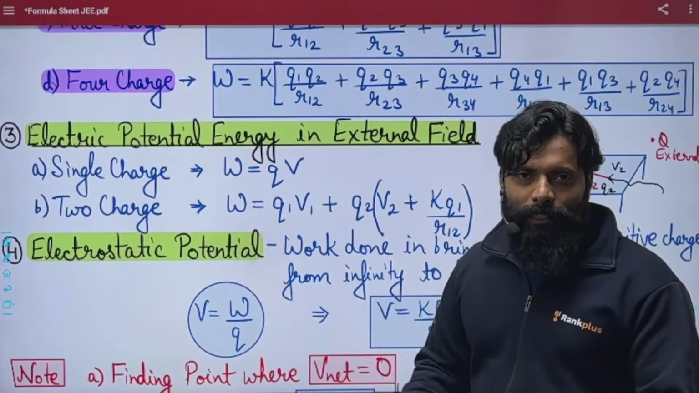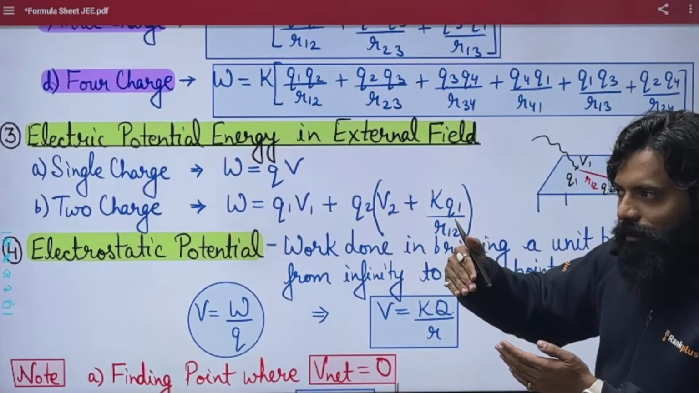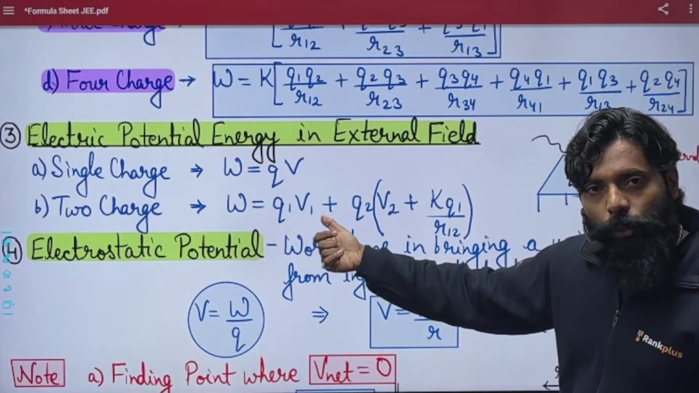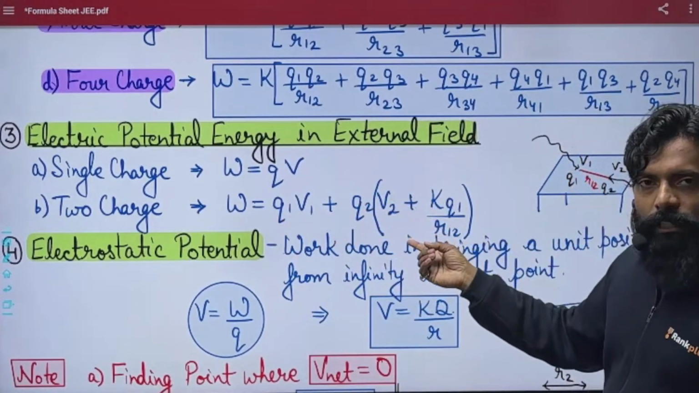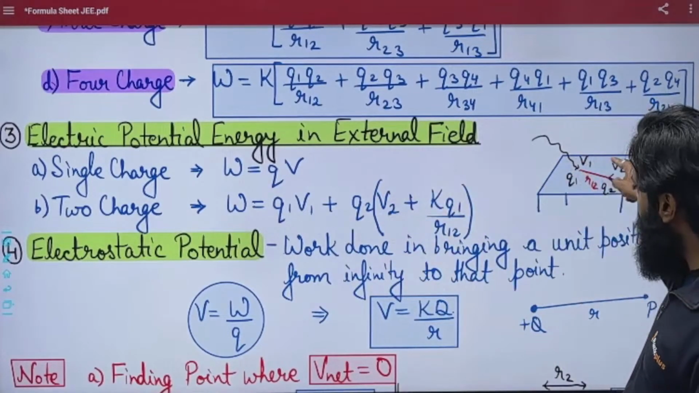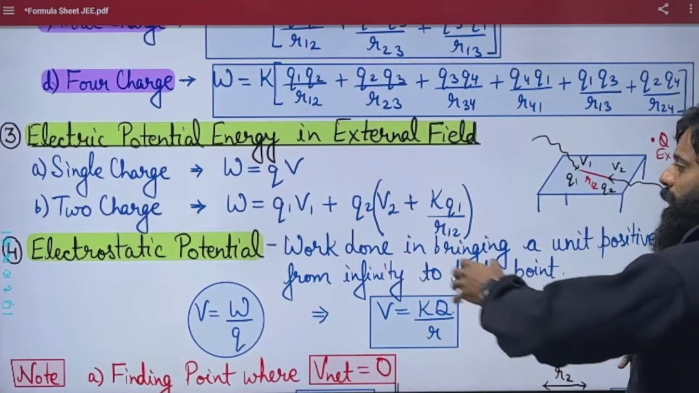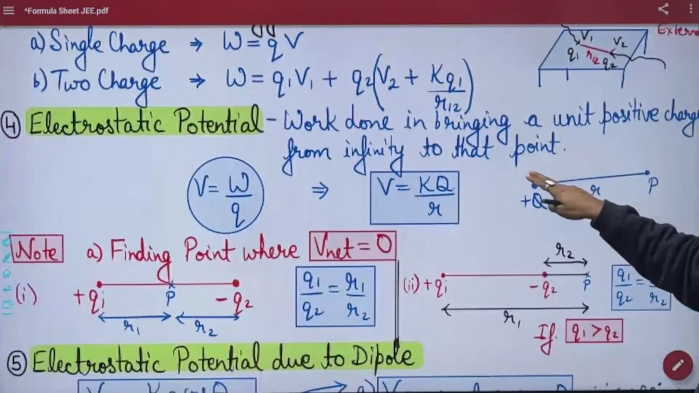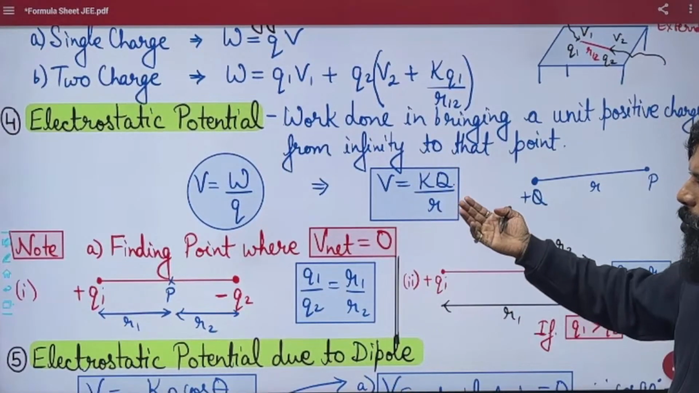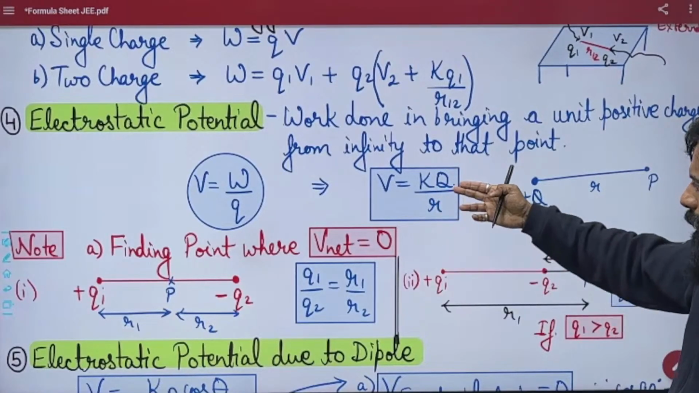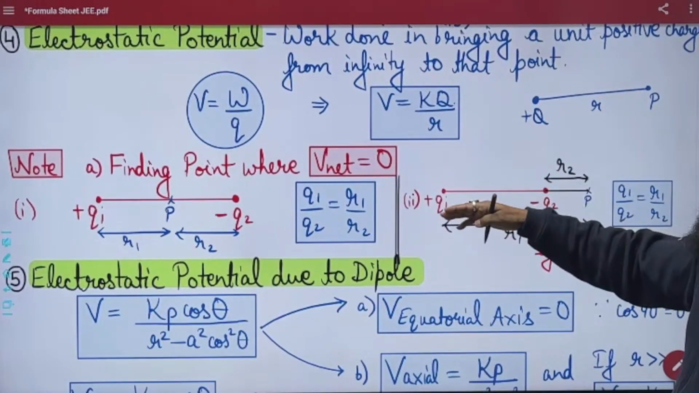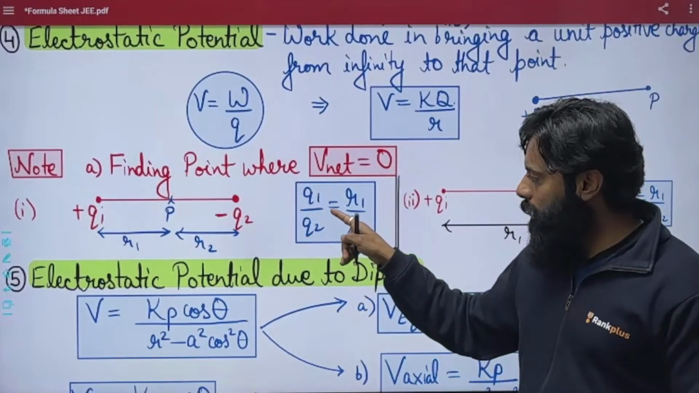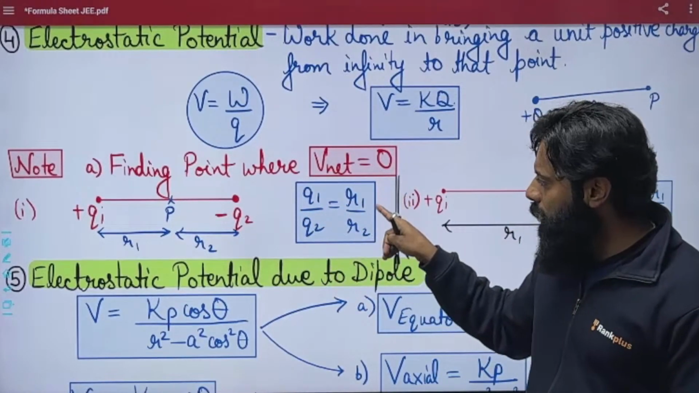In case of two charges, you have to think in terms of a series. If the first charge comes, this is the work done, Q1 V1. If the second charge comes, the work done is due to the potential at this point plus the potential due to the first charge. Then the electrostatic potential is work done divided by charge. It is equal to KQ by R. For finding the null point, you do not have to take the under root here. You can just take the ratio of the charges divided by the distance.